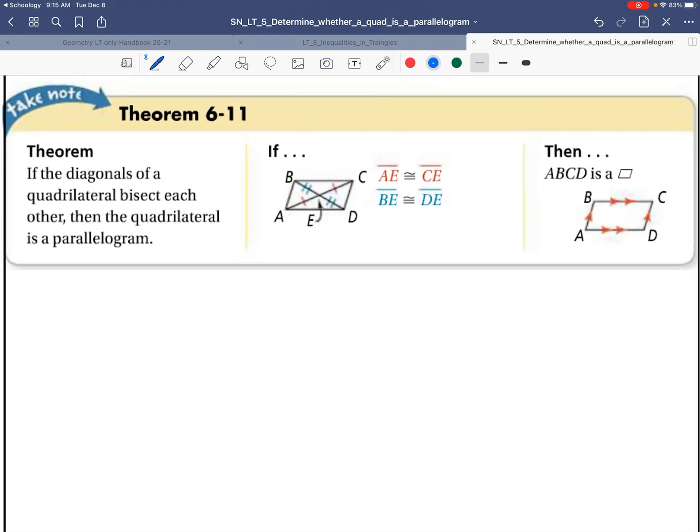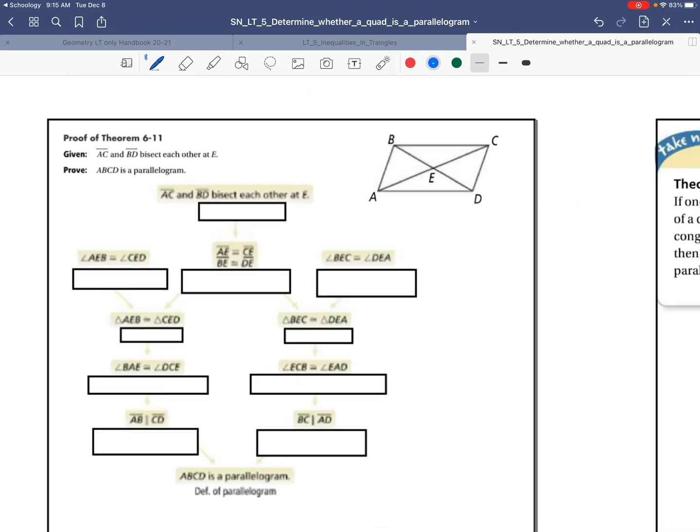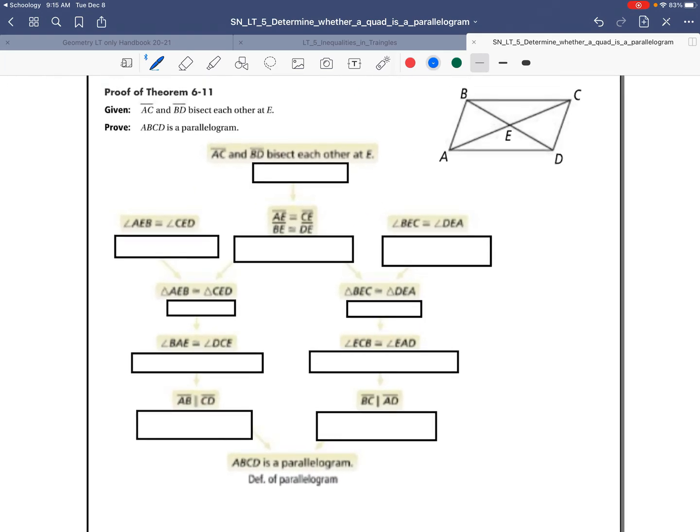Our next theorem, if the diagonals of a quadrilateral bisect, meaning to cut in half each other, then the quadrilateral is a parallelogram. So if diagonals bisect or cut each other in half, then we have a parallelogram. We're going to do a proof of that theorem.